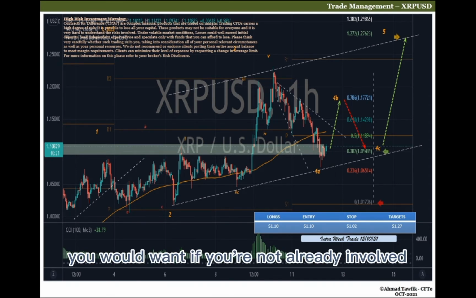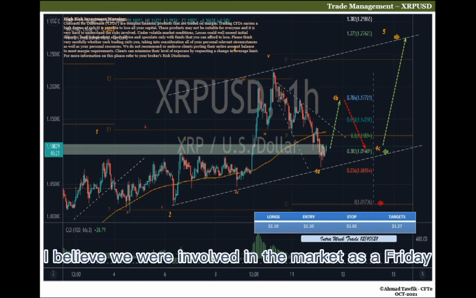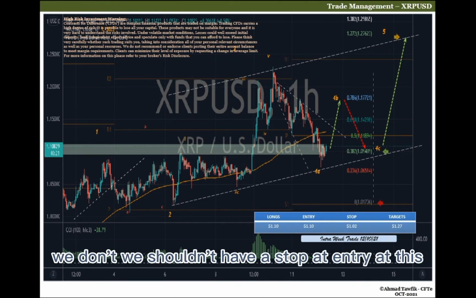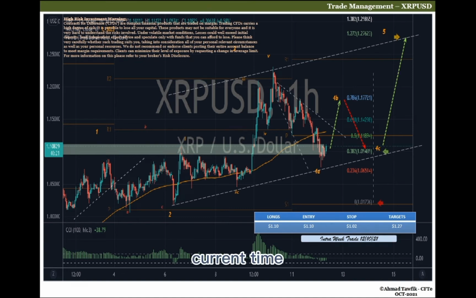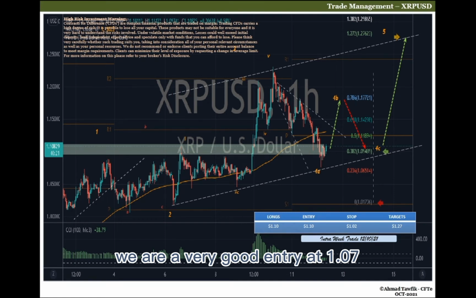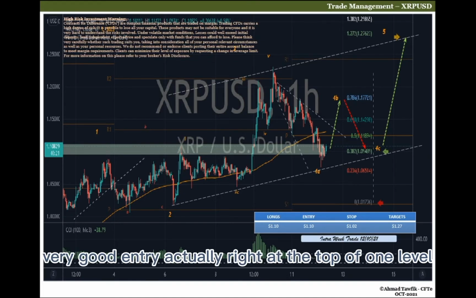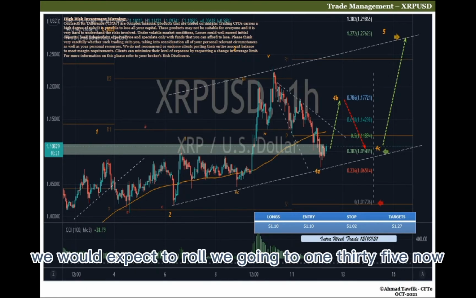You would want, if you're not already involved, I believe we were involved in the market as of Friday. Maybe we shouldn't have a stop at entry at this current time, but we expect to be secure, even if we are in a very good entry at 1.07, 1.06, or even 1.09, or maybe 1.05. Very good entry actually, right at the top of level 1. We would expect to hold. We're going to 1.35 now.